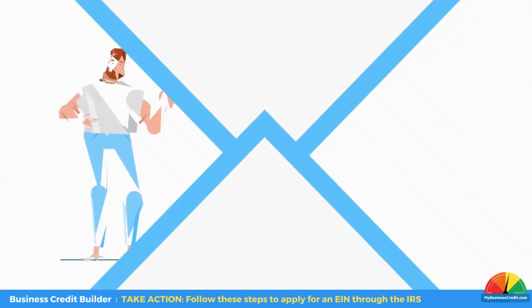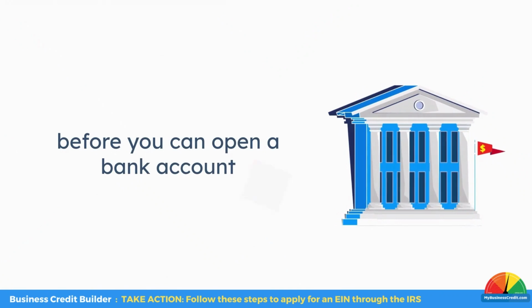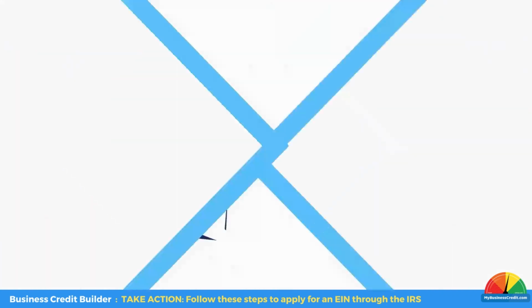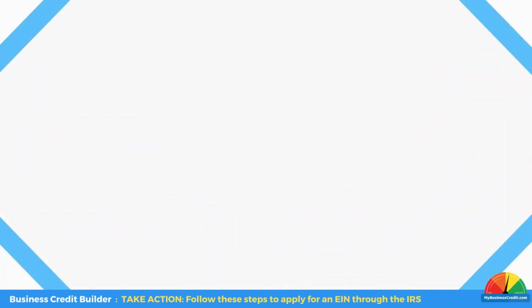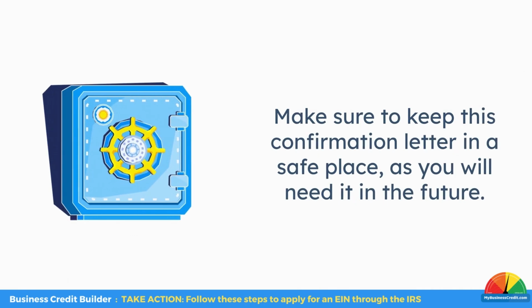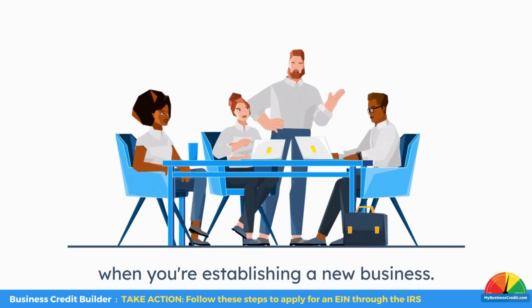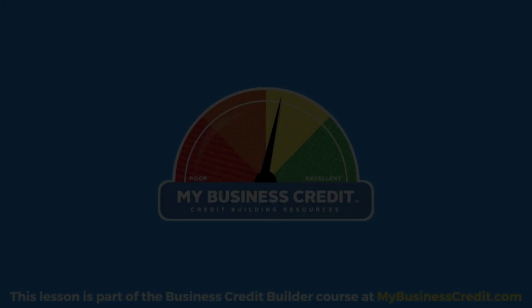Keep in mind, you need to have your Employer Identification Number (EIN) before you can open a bank account for your business or apply for a loan. Once you have applied for an EIN, you will receive a confirmation letter from the IRS, which should contain your EIN. Make sure to keep this confirmation letter in a safe place, as you will need it in the future. Applying for an EIN is an important part of the legal process when you're establishing a new business. Be sure to consult an attorney or certified public accountant if you have questions about applying for an EIN.